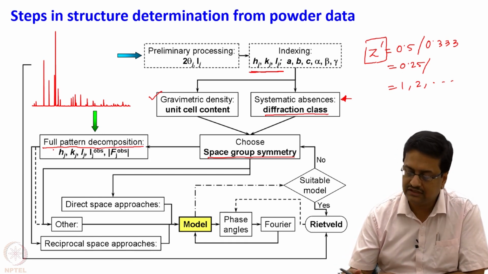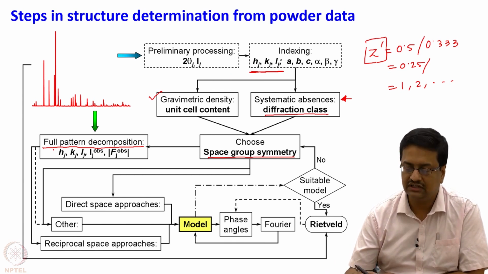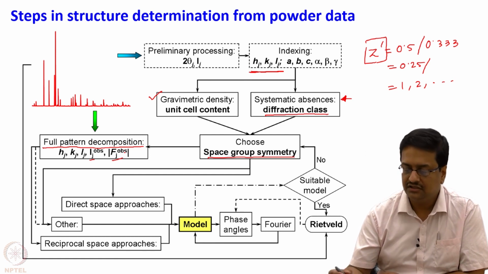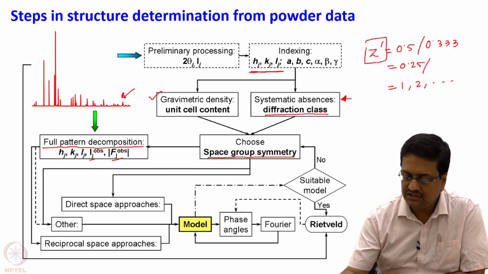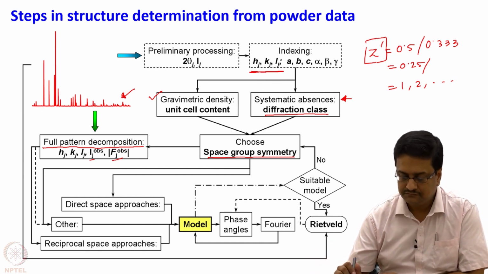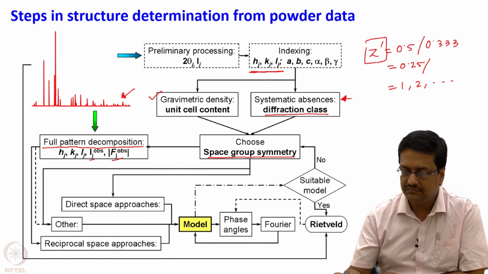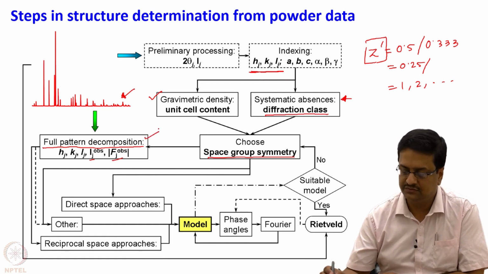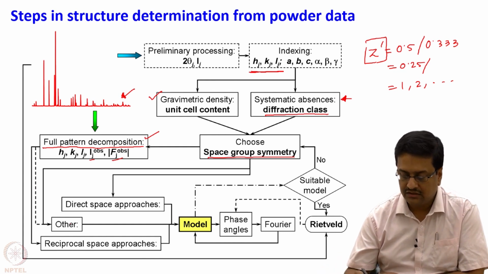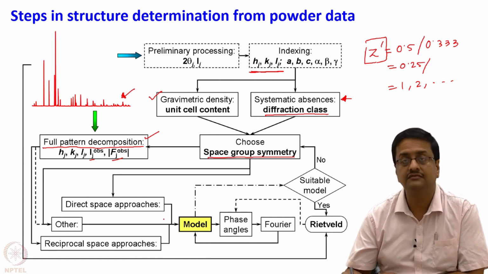There are a few software that one can use to generate the I-OBS and get the F-OBS for a large number of reflections generated from a very limited number of reflections present in the powder X-ray diffraction data. So if this pattern decomposition is successful, there are Pawley methods to do that, and then this pattern decomposition and maybe some other direct space approach, you try to solve the structure.